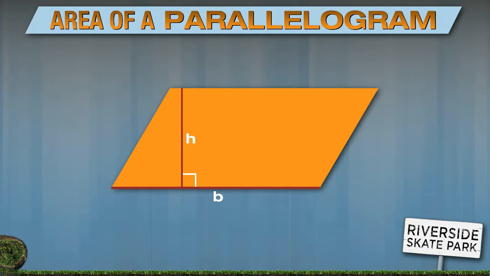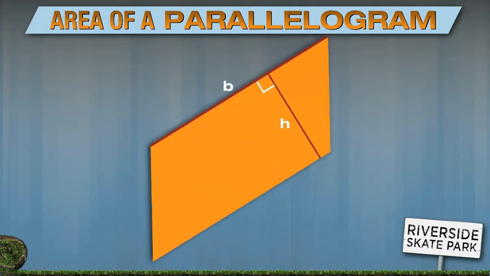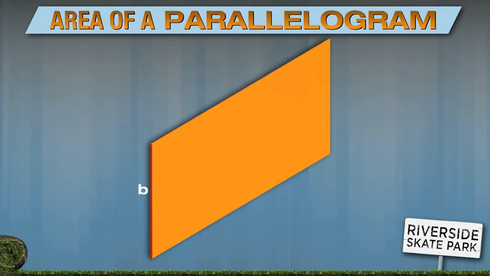The height can be measured anywhere along the baseline, even outside the parallelogram. The parallelogram can be in any position. It doesn't have to sit on its base. If this side is the base, then this is the height. Now let's look at how to find the area of any parallelogram.